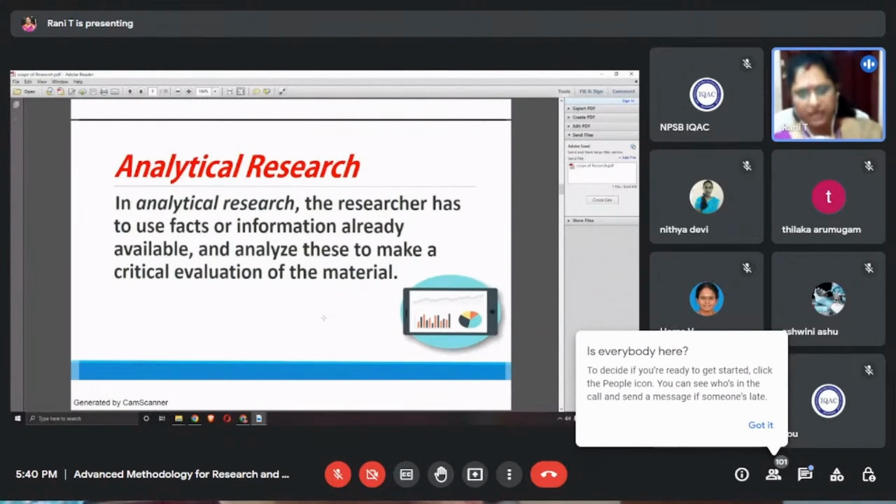When I talk about analytical research, what we do is make a comparative study, so that the pre-period as well as the post-period can be analyzed.